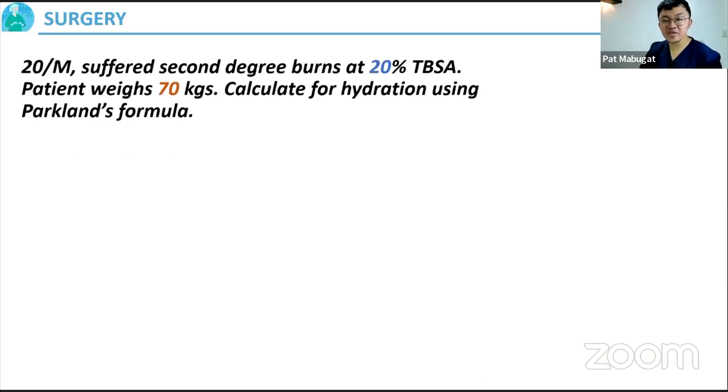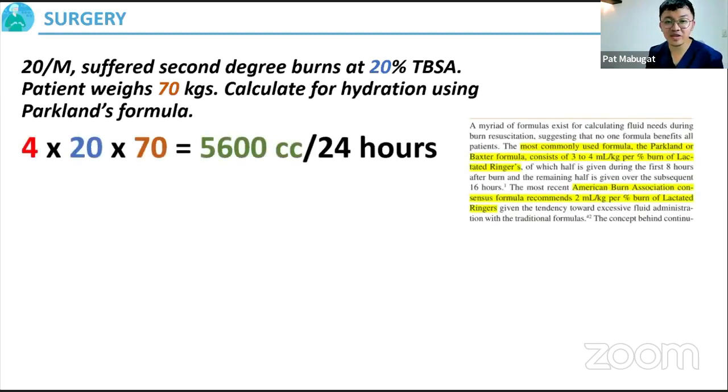Next, burn patients. A 20-year-old male suffered second-degree burns at 20% TBSA. The patient weighs 70 kgs. Calculate for hydration. So what do we use? We use the Parkland formula. For the Parkland formula, we have a constant factor there, that's 4, multiplied by the total body percentage of burn. So this one already gave you 20%.